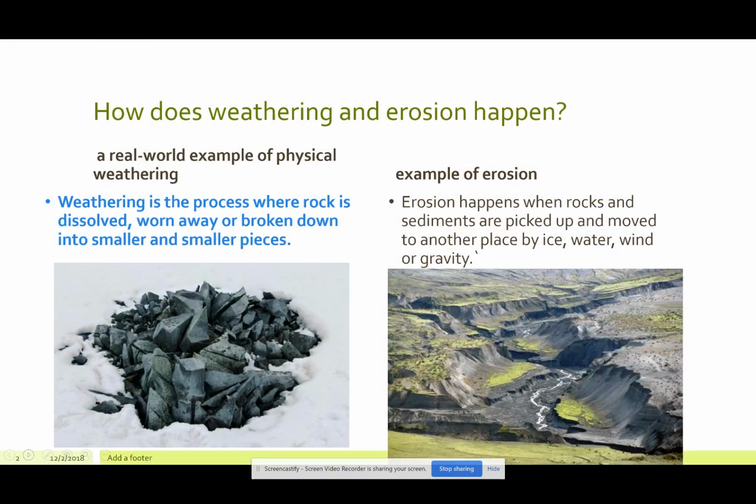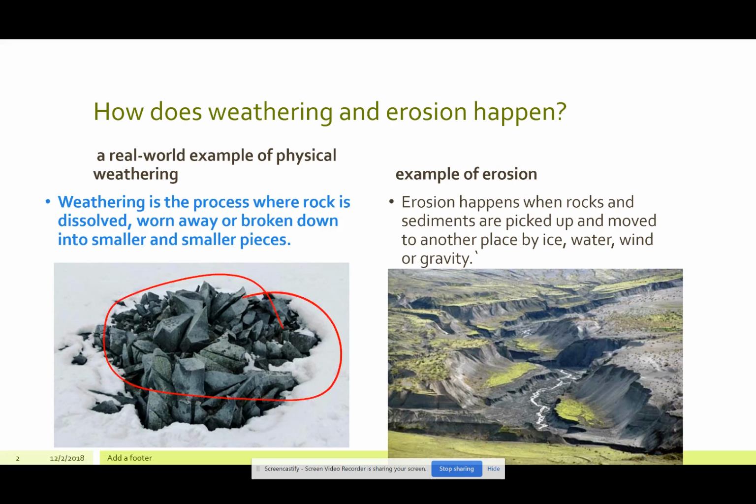Now, how does weathering and erosion happen? Weathering is a process where the rock is dissolved, worn away, or broken down into smaller pieces. This is a type of mechanical physical weathering that breaks up rock. This is frost action specifically, as you can see here.